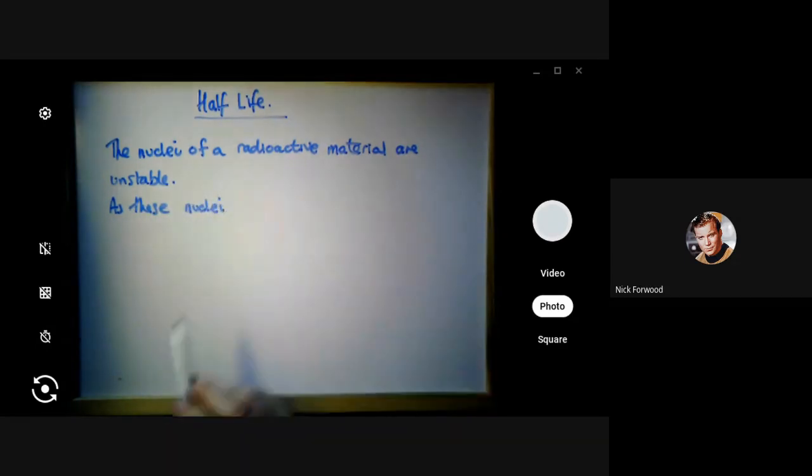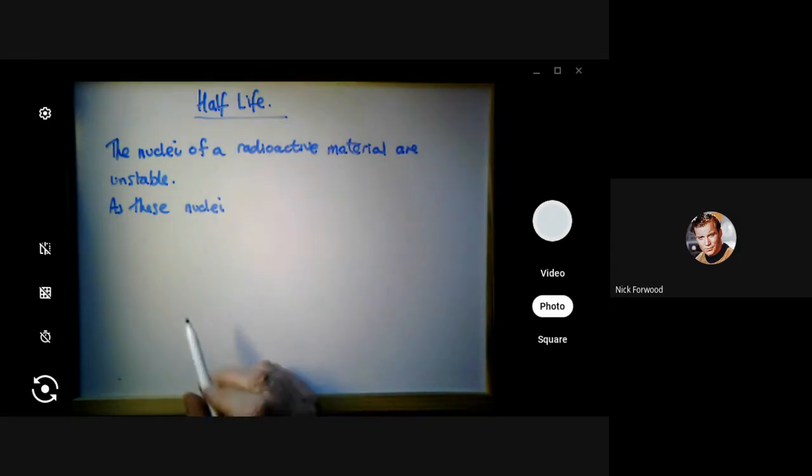By the way, nuclei is just the plural of nucleus. So I've got one nucleus, or I might have thousands and thousands of nuclei. We don't say the word nucleuses, we use the word nuclei.